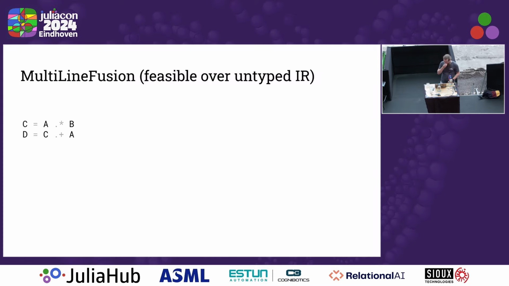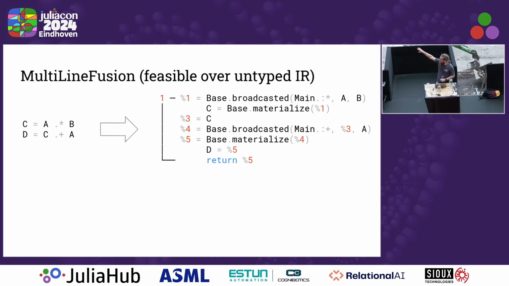So multi-line fusion is something that works over untyped IR. And I will talk a little bit about why we need untyped IR here. So we have a program that uses broadcasting, and it does like A dot times B and C dot plus A. Now, because in Julia, broadcast fusion only happens over statements, these two lines separated from each other could be inefficient. So in IR, in untyped IR, this code looks like this. And this is where I disagree with frames. This is actually the entire semantics of the program, and everything else is accidental.